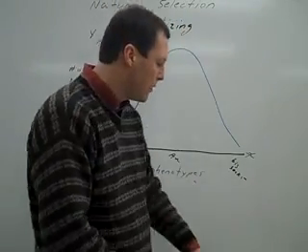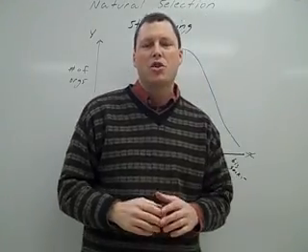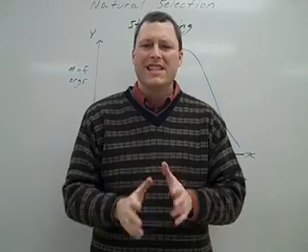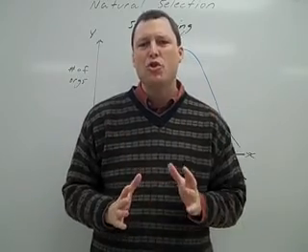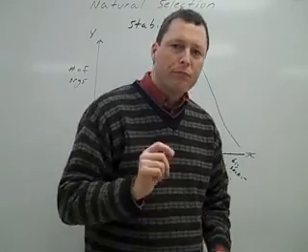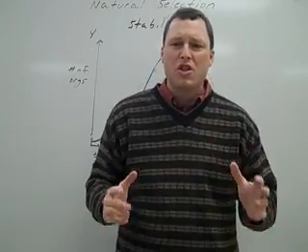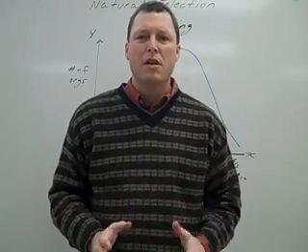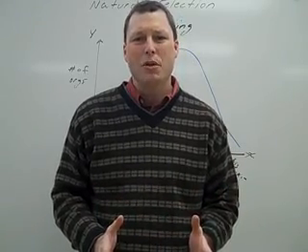Stabilizing selection. Now, stabilizing selection occurs when the average individual is selected for. The more average you are, the better you do. So let's take for an example human babies. Birth of human babies is stabilizing selection.